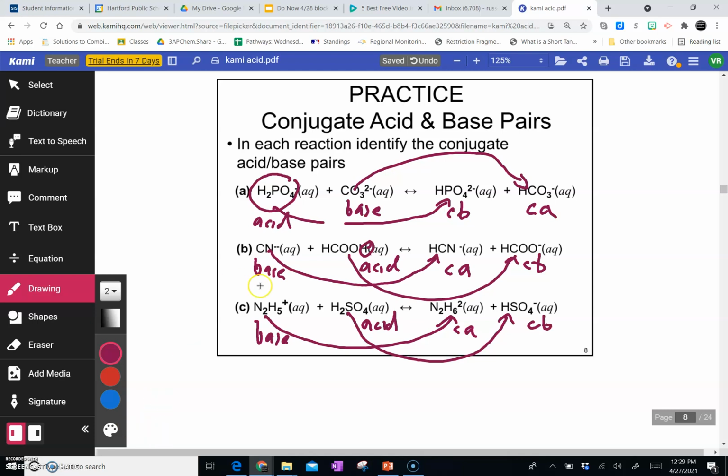So we're going to summarize conjugate acids and conjugate bases, and then I'm going to upload this video and finish the rest of the lesson in another video.